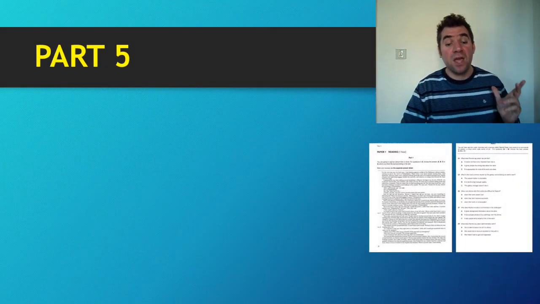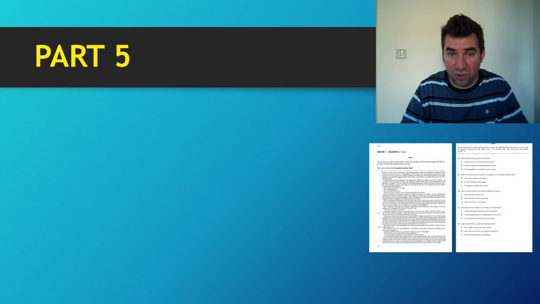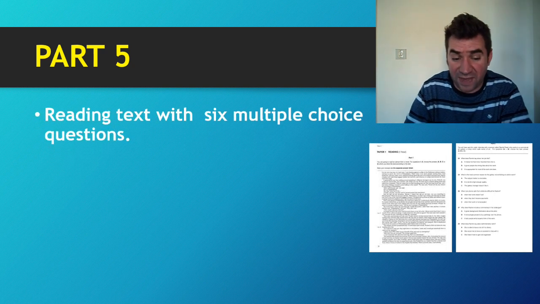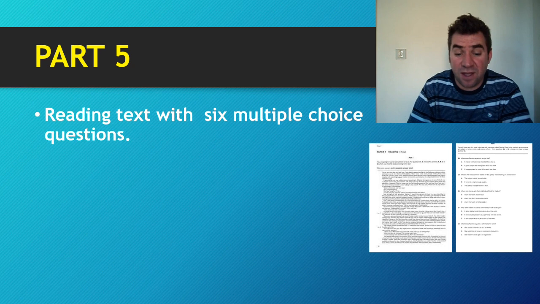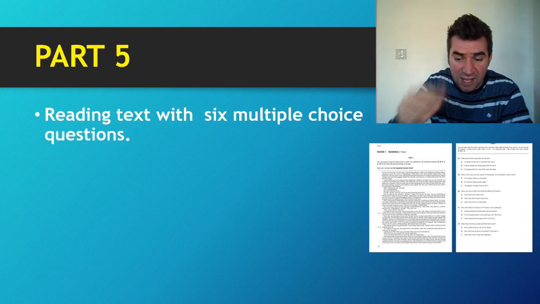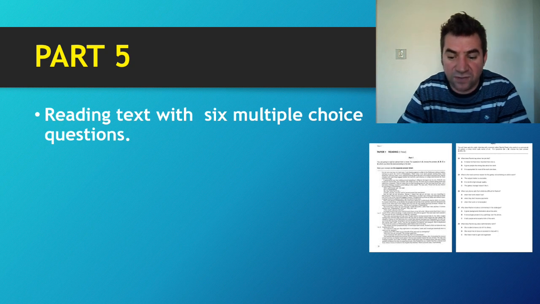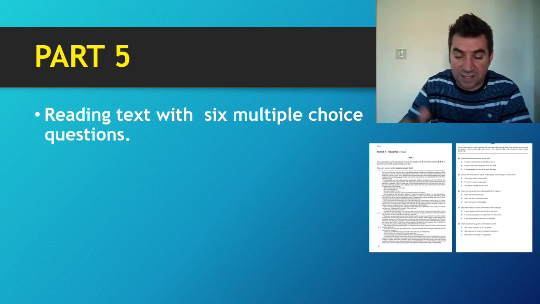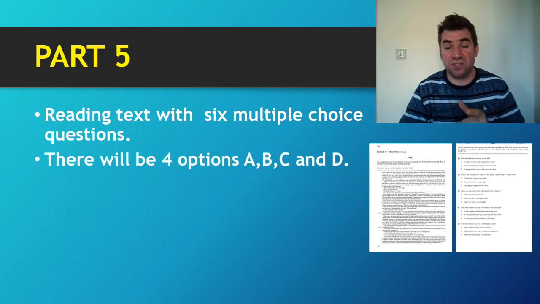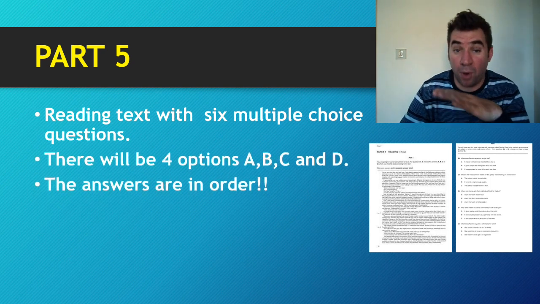So, without further ado, let's have a look at these readings. First of all, part 5. What you're going to have here is a reading text with 6 multiple choice questions, A, B, C, or D, as you can see here. So you're going to have a short text and then 6 questions. Each of these questions carries 2 marks.